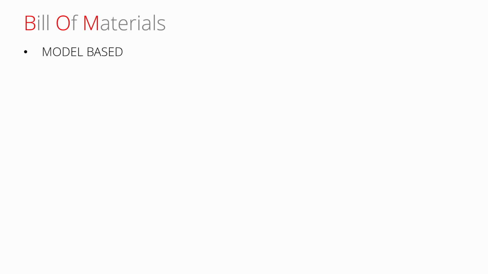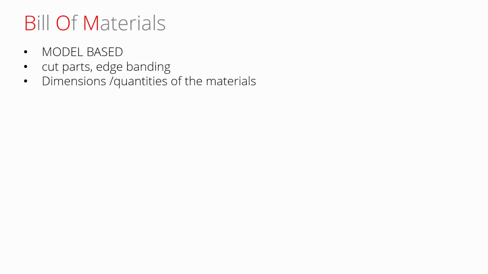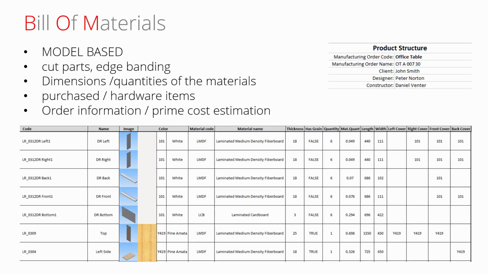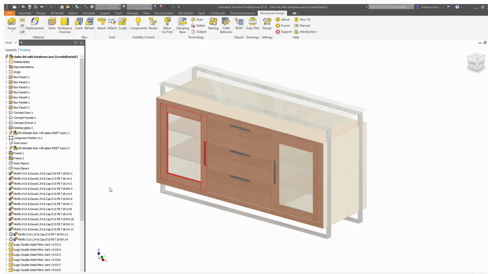In our case the bill of materials is model-based. It allows you to see cut panels, edge banding, dimensions, and quantities of all the materials, as well as purchased hardware items. Moreover, you will also see other information, which is basically not the model's prerogative, but a manufacturing request's prerogative. So this is one of the examples of how the BOM report can look. How it will actually look depends on the template that you're using. So what is the template? We will speak in a moment.